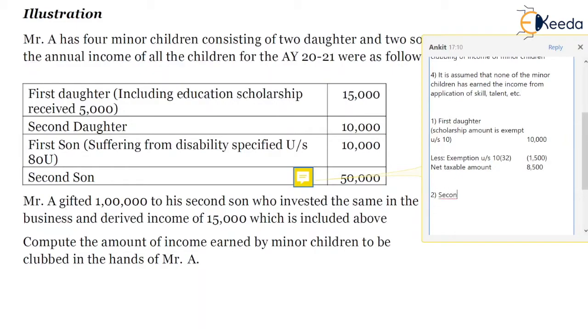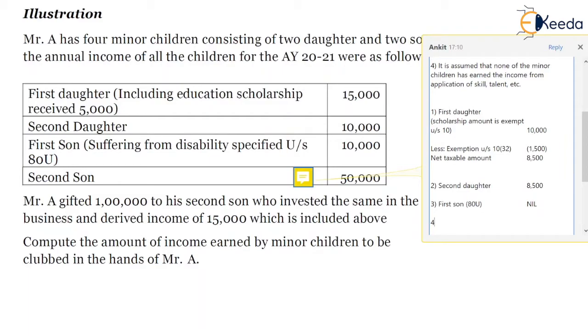Second daughter, amount will be 10,000 minus 1,500. Accordingly, 8,500, correct? The 1,500 reduction is under section 10(32). Then, first son, since 80U is applicable, nothing will be clubbed as per section 64(1)(a).